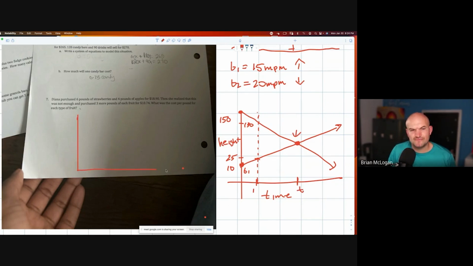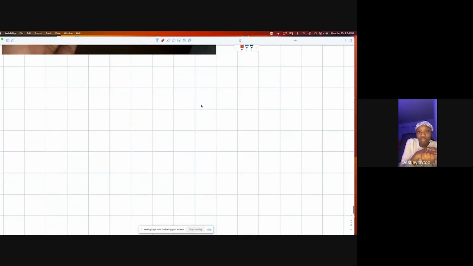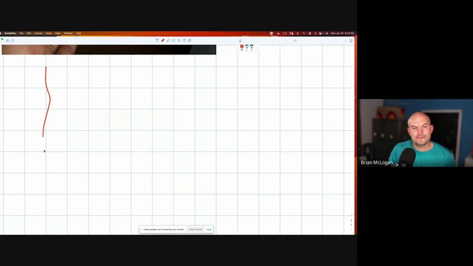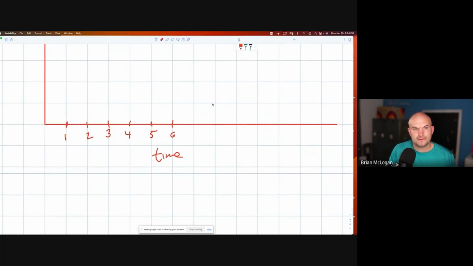Is the graph still kind of confusing to you? Oh, I understand it. It was just, it's when they intercept, right? Yeah. What I'm trying to show you is, this is time. This is height.